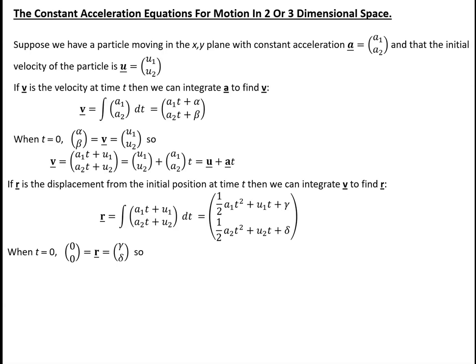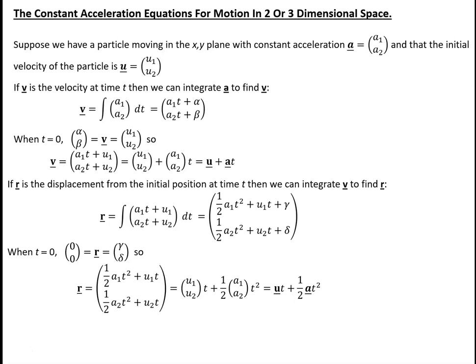which we've called delta. When t equals 0, the displacement from the initial position is (0, 0), because we're measuring the displacement from the initial position. The formula is giving me (gamma, delta) as the displacement when t equals 0. So that tells me that gamma must be equal to 0 and that delta must be equal to 0. So I've got the vector r is a half a1t squared plus u1 times t as the x component. The y component is a half a2t squared plus u2 times t.